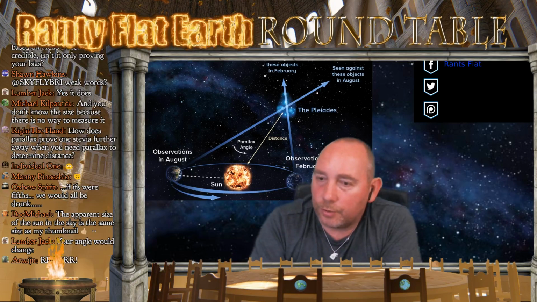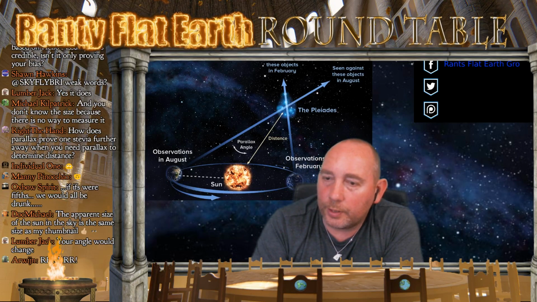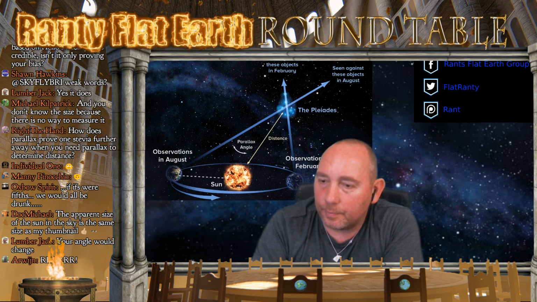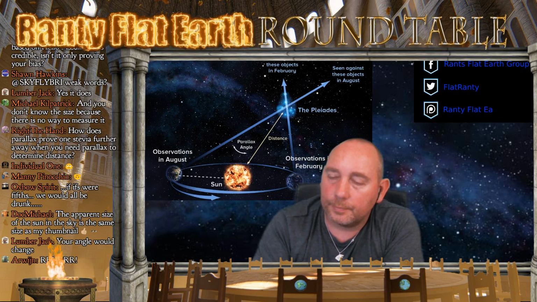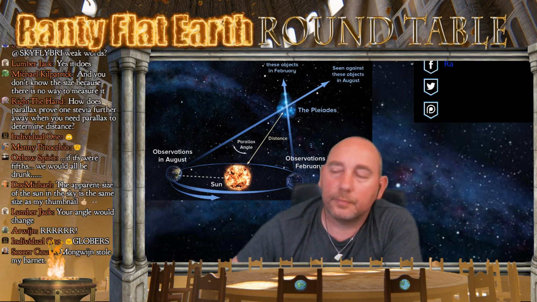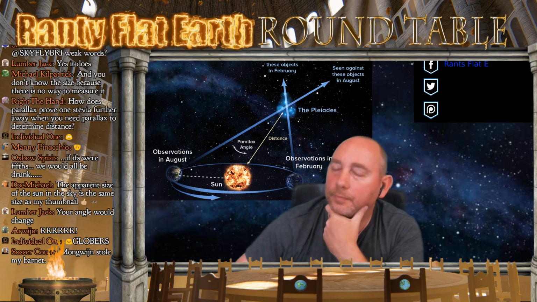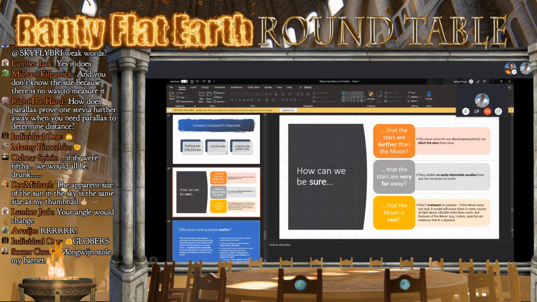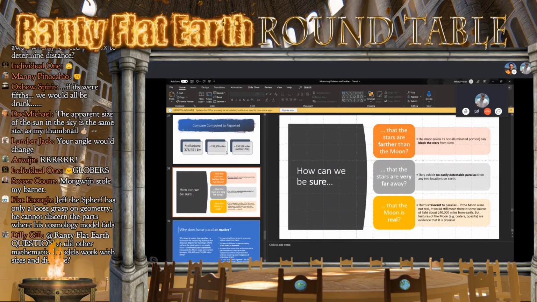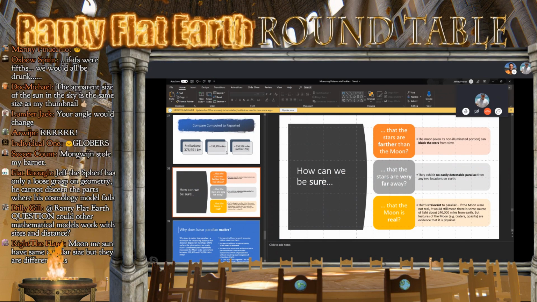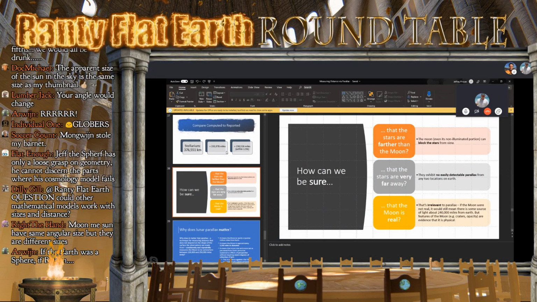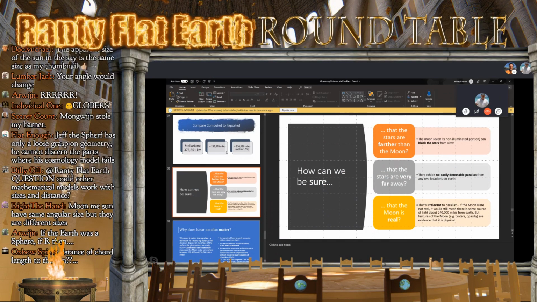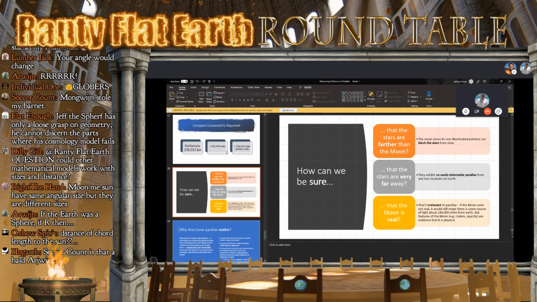Okay, so question from Right the Hand. How do we know the stars and the moon are different distances away? All right, so I mentioned that in my presentation. How can we be sure that the stars are farther than the moon? One way is because the moon, even the non-illuminated portion of the moon, can block the stars from view. And this would seem to indicate that the moon is in front of, the moon is closer than the stars.